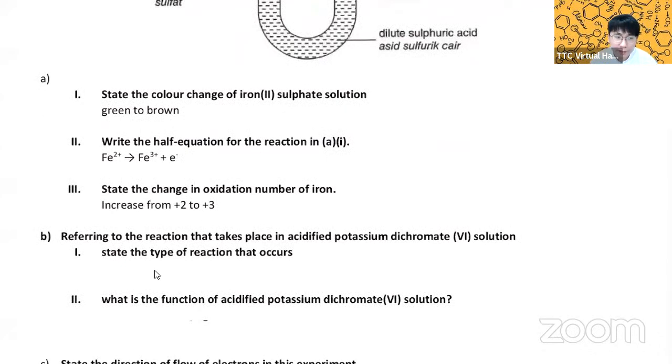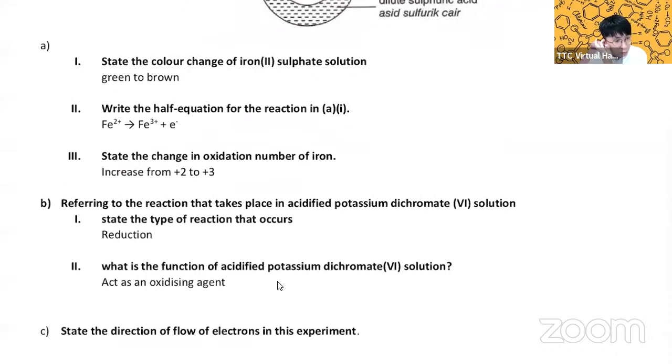Okay, moving on. In the other one, type of reaction, simple. It is the oxidizing agent, means it will undergo reduction. So what does it do? What's the function of it? It is actually there to act as what agent? Oxidizing agent. Okay, quite simple, straightforward.